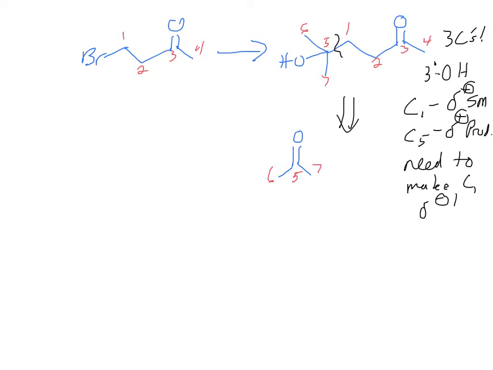And if carbon 1 needs to be a Grignard, right? So carbon 1 needs to look like MgBr, like that, right? 1, 2, 3, 4. There's a problem. What's the problem? You have to make it. Yeah, we have to make it.